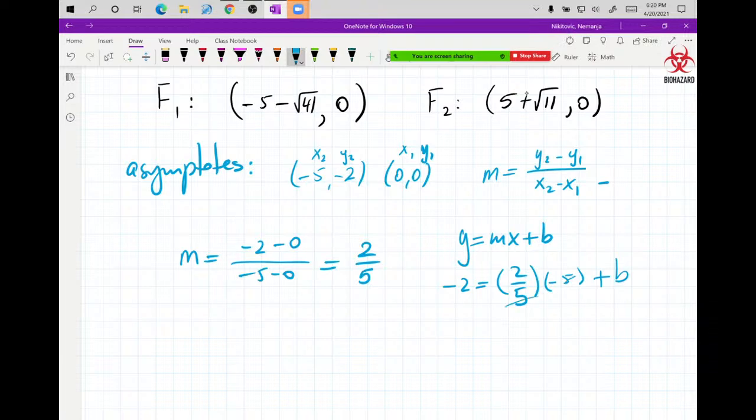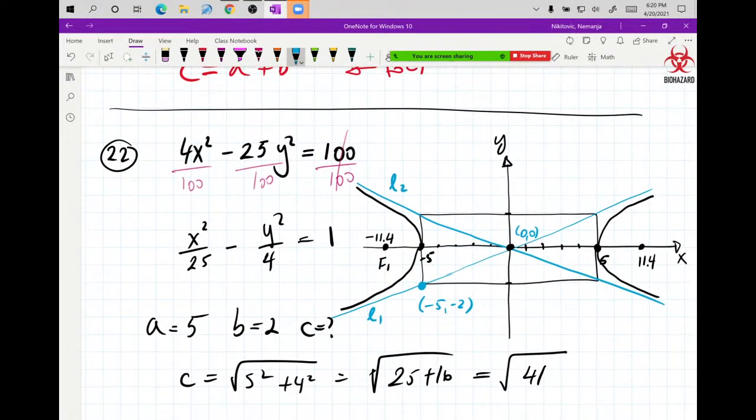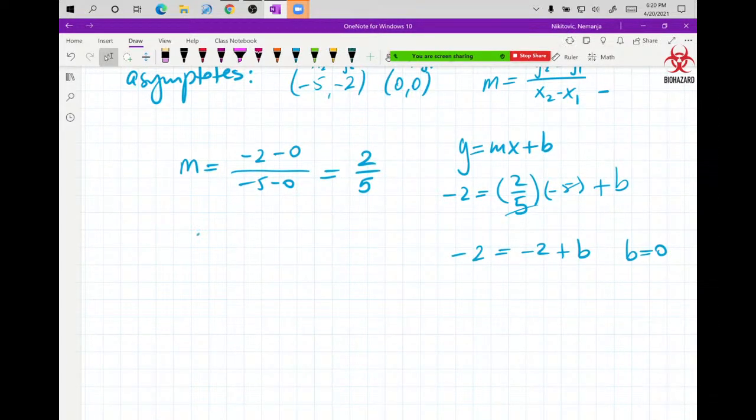So 5 and 5 will cancel, so negative 2 is equal to negative 2 plus b, right? And you see that b is equal to 0. Now, the y-intercept was supposed to be 0, obviously, because the equation goes through the origin. But now you have one more verification that that's good. So your equation for the oblique asymptote is y equals 2/5 x.